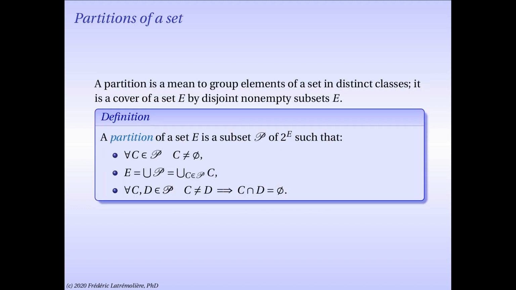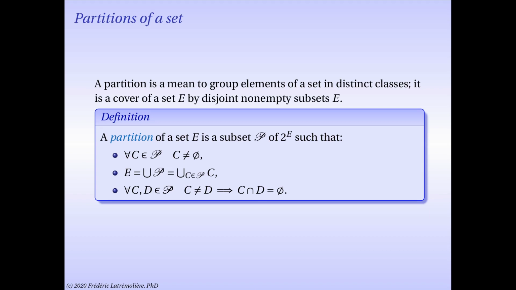So now I'm going to take a slightly different perspective. Instead of talking about binary relations on a set, I'm going to talk about partitions and see that partitions and equivalence relations are essentially two sides of the same coin. A partition is a means to group elements of a set in distinct classes. You kind of partition your set. And a little bit more formally, it is a cover of the set by disjoint and non-empty subsets of E.